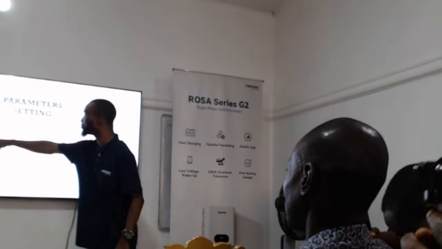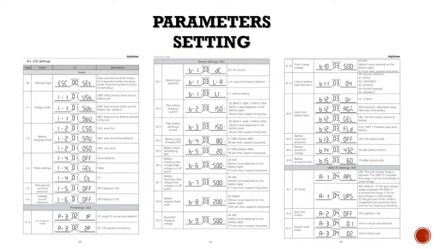So the first thing you're going to see there is the energy mode, where you choose how you want your inverter to supply your load. Do you want utility priority? The first one that comes is the priority. If you choose UTI, it means grid is going to be the priority of the inverter to supply to the load. So utility first, solar second, then battery last. Then if you choose SUB, then solar first, utility second, then battery last. Then if you choose CSO, it means solar only.